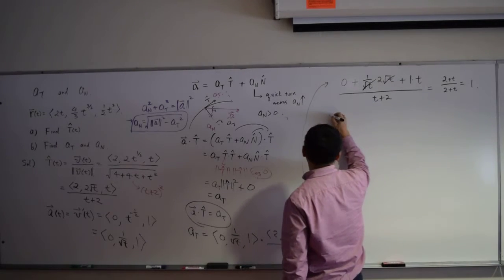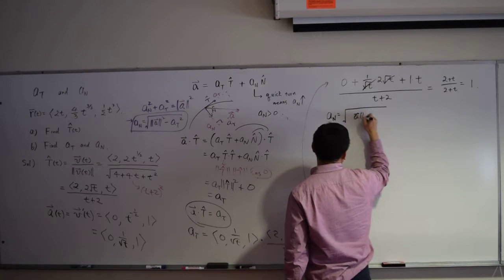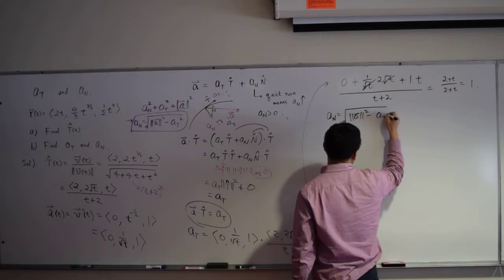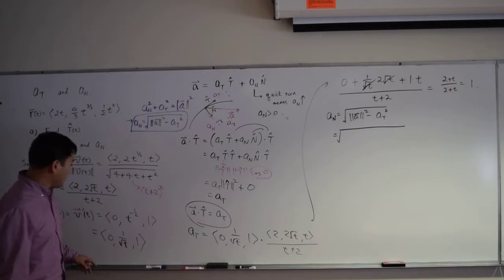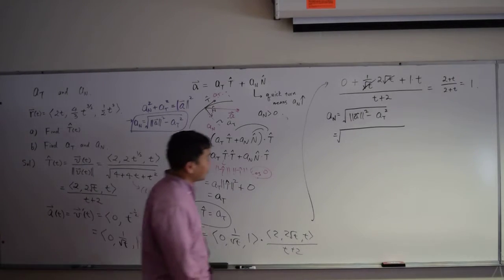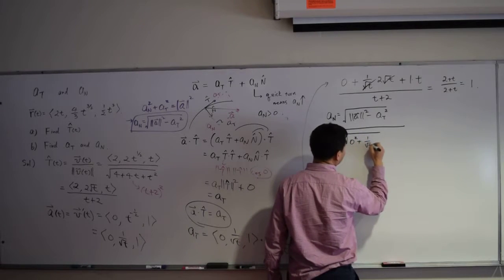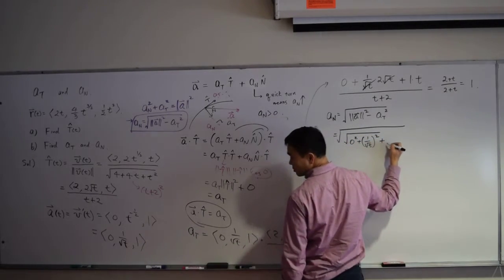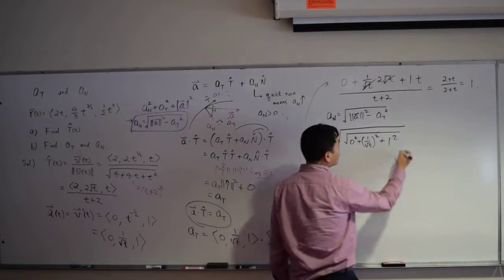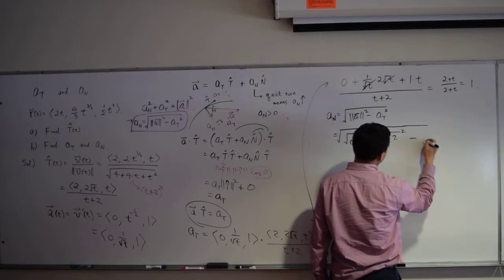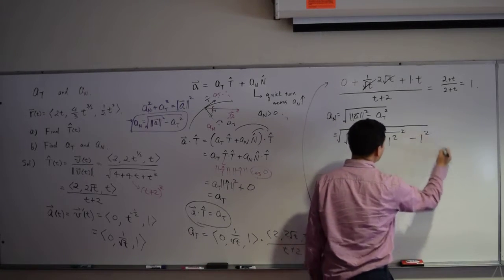And then, what is your AN? AN is square root of length of A squared minus AT squared, which is, let's see, length of A is this one. Length of A is 0 squared plus 1 over square root of t squared plus 1 squared. That's the length of A, right? And then you have to square it, and then subtract AT. But AT we just found out to be 1. That's what we have.